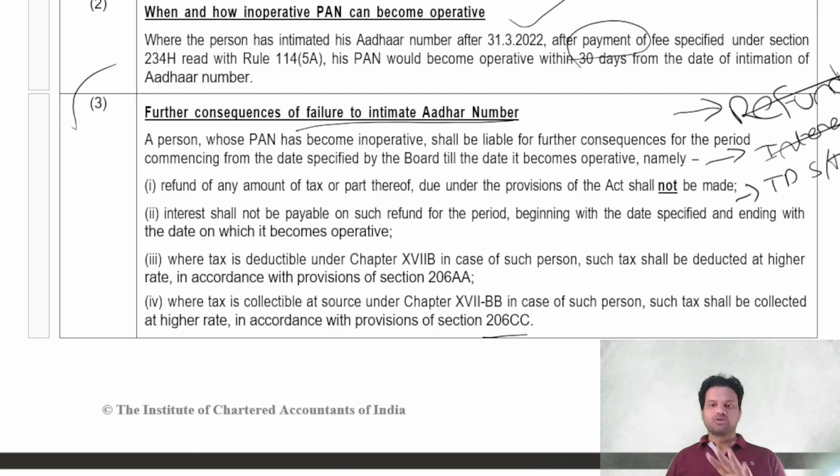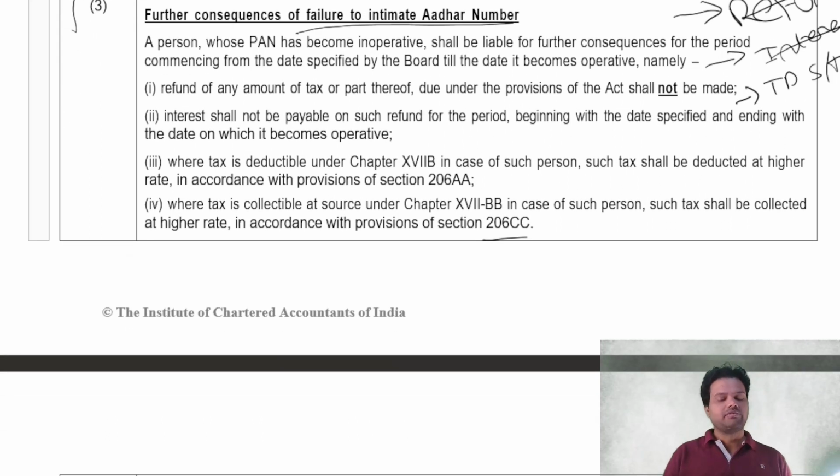So these are the four consequences. One is the refund, and second, interest on that refund. Third is the TDS provision, where a higher rate of 20% is applicable, and the TCS provision, where a higher rate of 20% is applicable. These are the consequences of not linking PAN and Aadhaar. Okay, now we'll move on. We'll come to the amendment now.